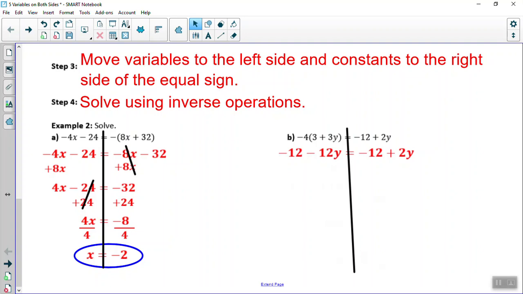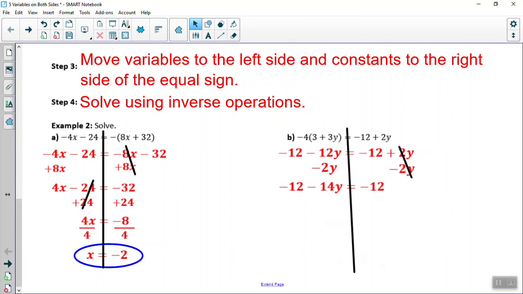All right, so we want to get our y terms together, this plus 2y and this minus 12y. So I'm going to move them to the left, so I have to subtract 2y from both sides. And when I do that, these cancel out. We have to remember that that subtraction sign goes with this 12y. So if I were to cover up this 12 here, I'm left with -12y minus 2y.